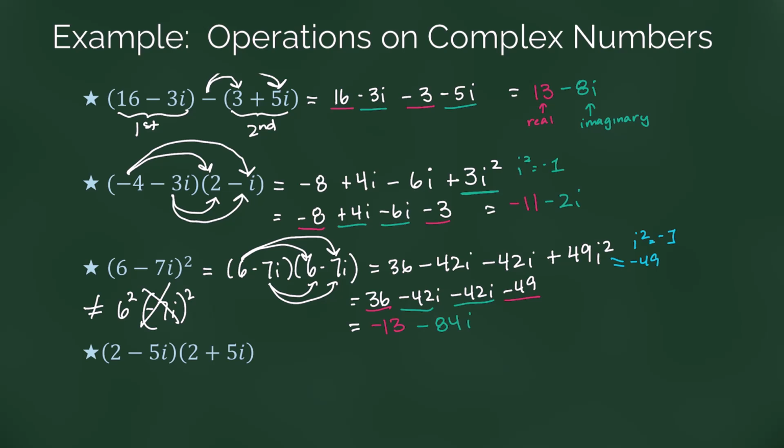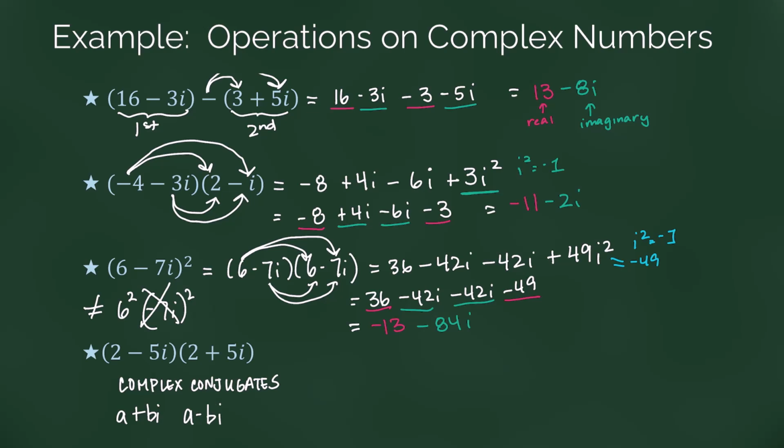Our last example is again a multiplication. We have 2 minus 5i times 2 plus 5i. These numbers are what we call complex conjugates. Complex conjugates are numbers of the form a plus bi and a minus bi. And we're going to see something that happens when we multiply these out.